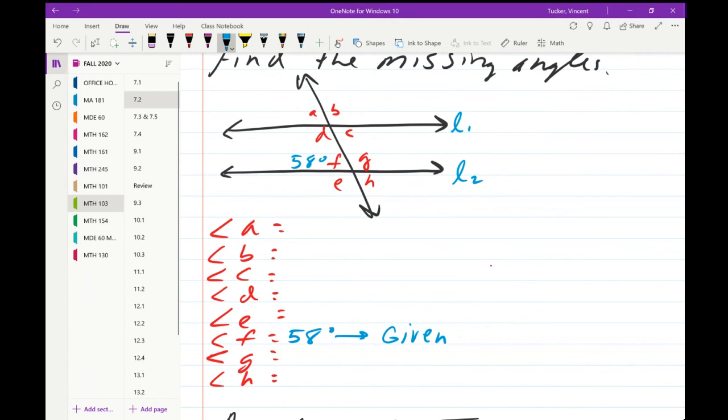So if we look at H, we can see that they form vertical angles. So that means H is going to be 58. It's a vertical angle with F. All right.